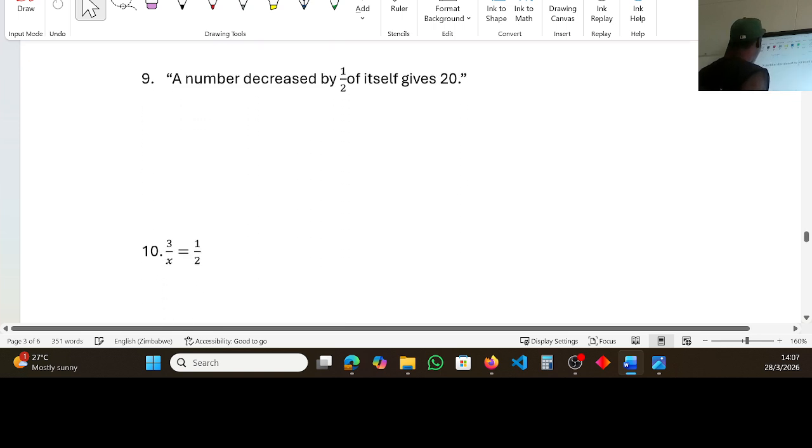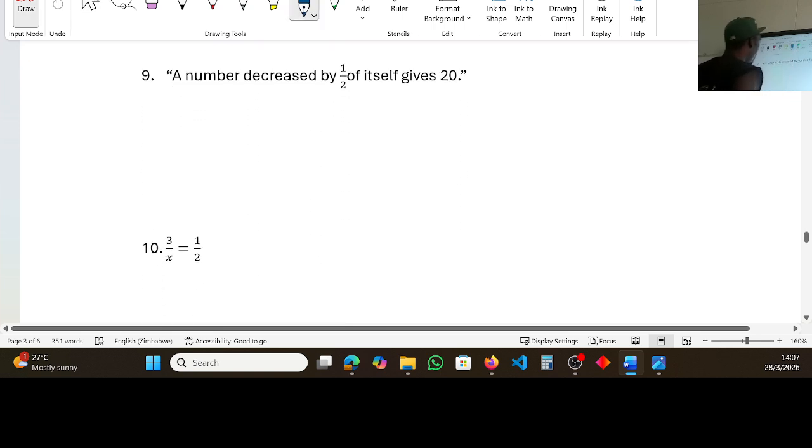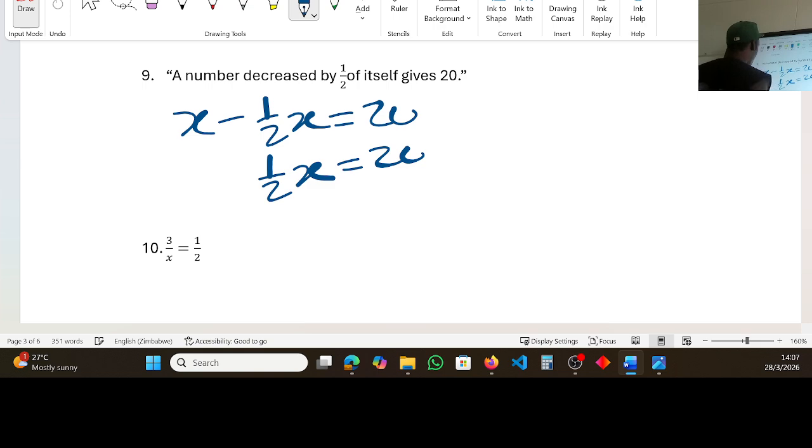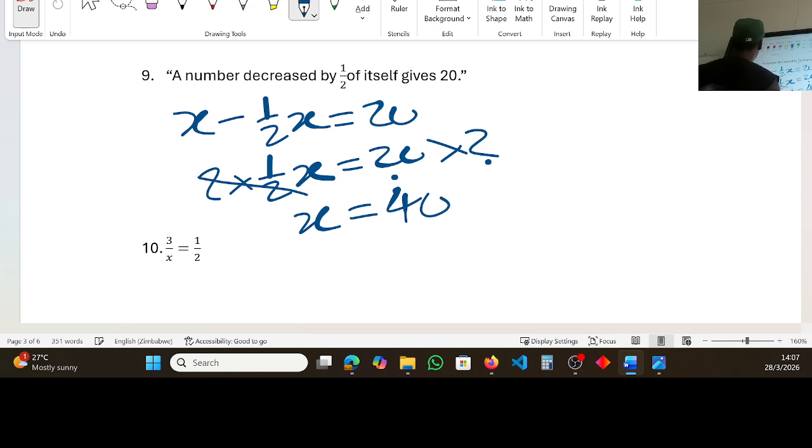Then moving to the next word problem again, a number decreased by half of itself. So that number we don't know. We are decreasing it by half of itself. So it's half x. It gives us 20. And what we know is this number actually gives us half x in essence being equal to 20, because it's x minus half. So I want to get rid of the fraction. So I'll multiply both sides by 2, it cancels. My x is actually 20 times 2, it gives me 40.